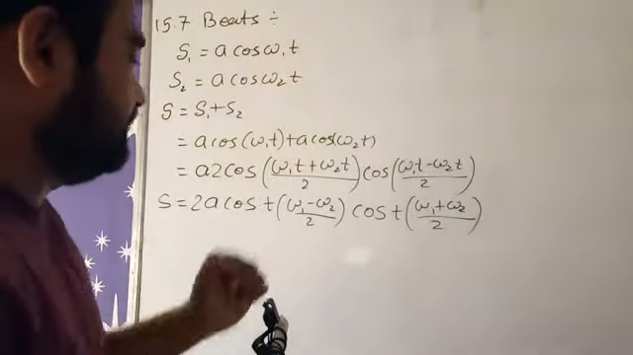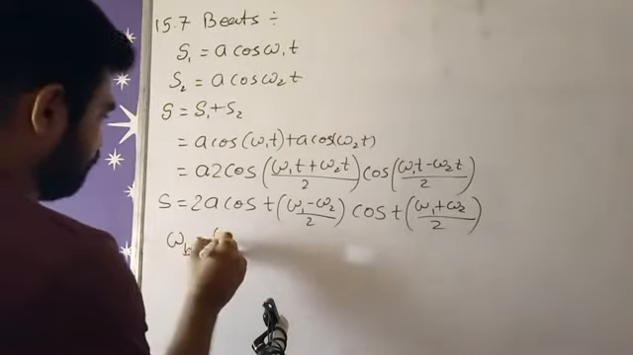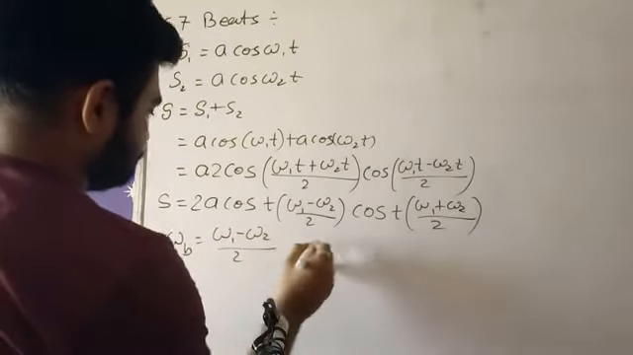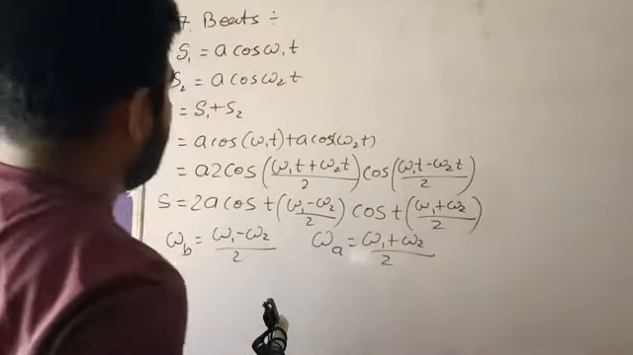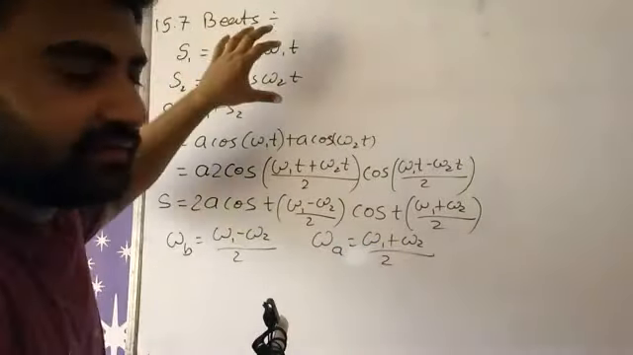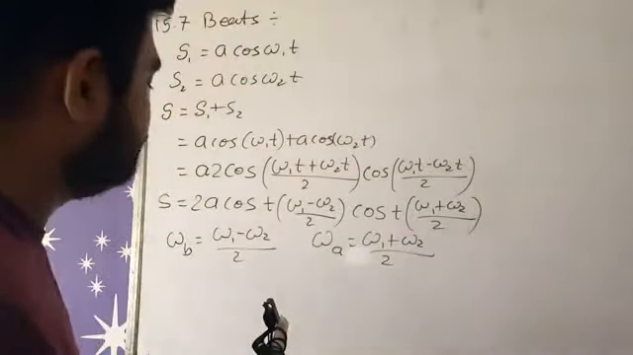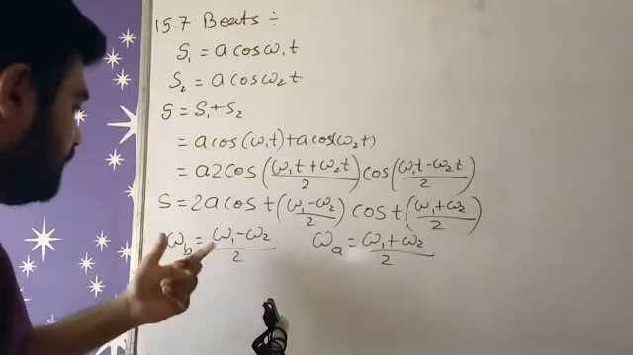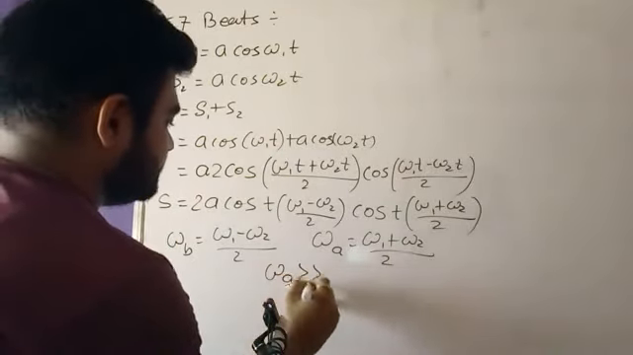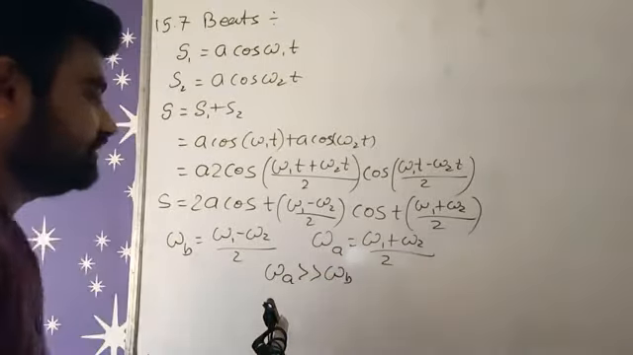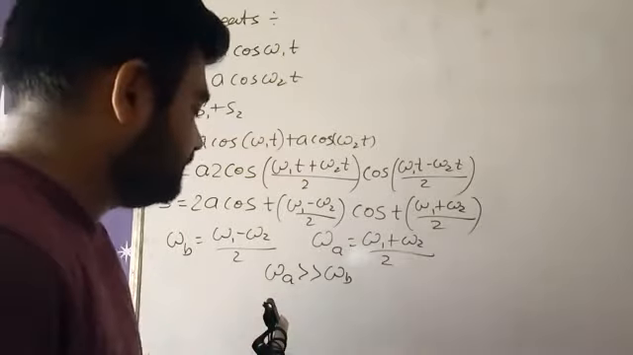Now from this equation, I am assuming omega b is equal to (omega 1 minus omega 2) by 2, and omega a is equal to (omega 1 plus omega 2) by 2. By these two combinations of displacements, we get this whole equation, which is totally different from these two. Now omega a is much greater than omega b, because this is the summation, so it is more than the subtraction.